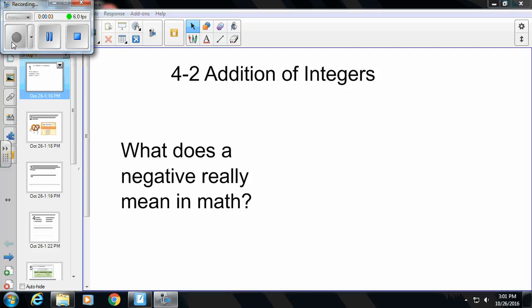Welcome to addition of integers. Our focus today is what does a negative really mean in math? I'm going to tell you right from the get-go. A negative is just direction, okay? It just tells us direction.